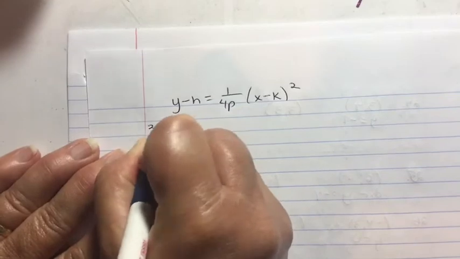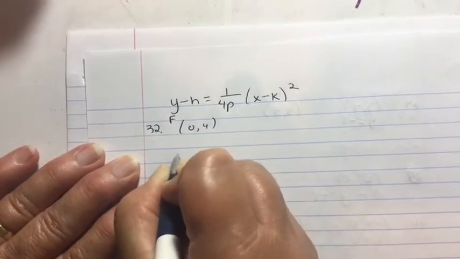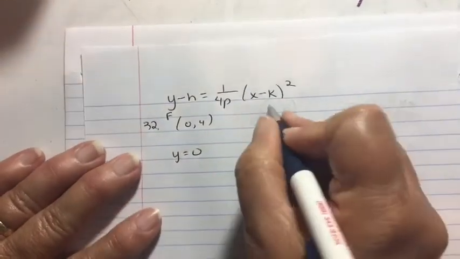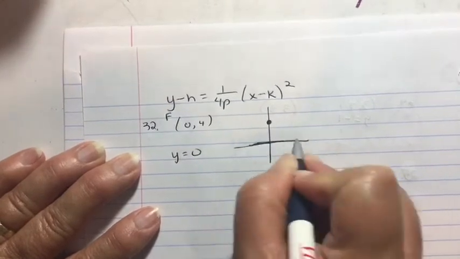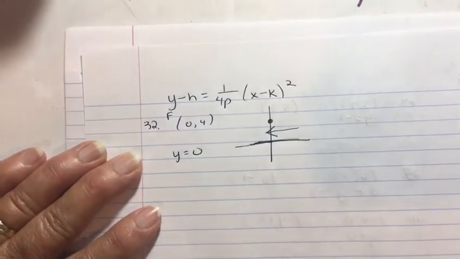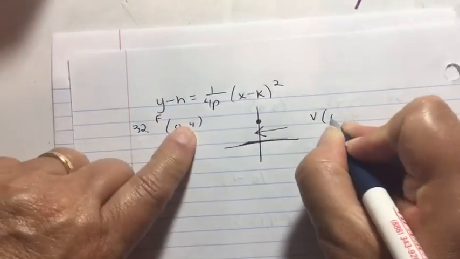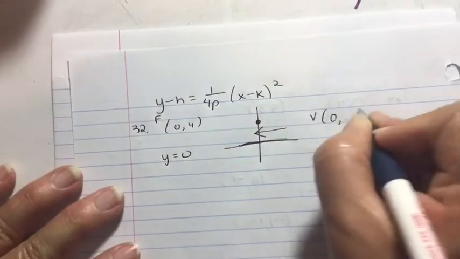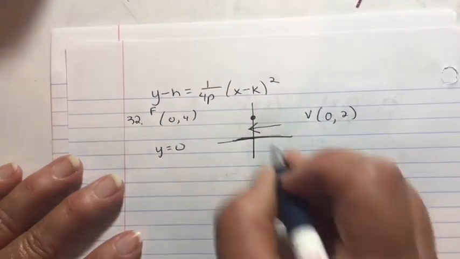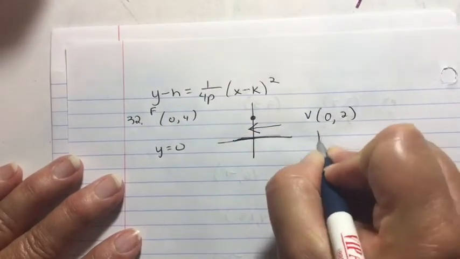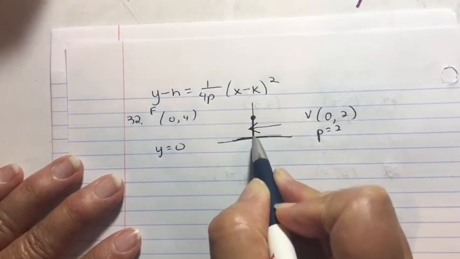So starting off with 32, your focus is 0, 4, and your directrix is y equals 0. So if you think about the graph, your focus is here at 0, 4. Your directrix is here. So right smack in the middle is going to be your vertex. So your vertex is going to be in line, so 0, 2. Okay, 2 is your p because it's 2 here and 2 here.